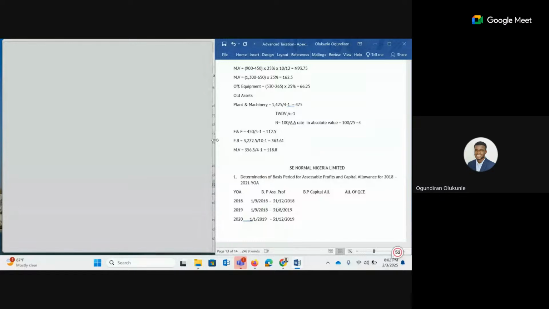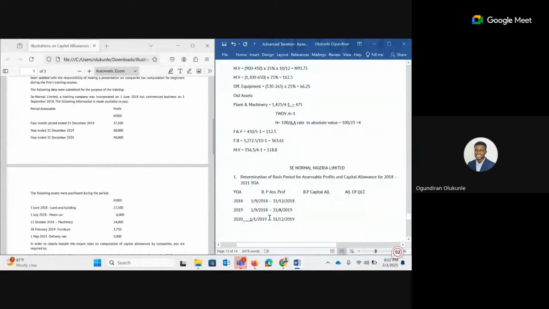No, you are wrong. There's going to be a basis period because the rule does not say anytime there's overlapping, you should cancel. What the rule is saying is that you should make sure that it does not overlap. And to avoid that overlap, you start a day after the previous accounting year end. So what's the day after 31/8? 1/9/2019 to 31/12/2019.